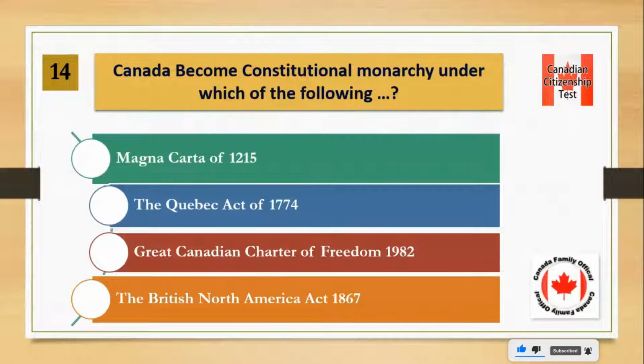Canada became a constitutional monarchy under which of the following? Number 1, Magna Carta of 1215. Number 2, the Quebec Act of 1774. Number 3, Great Canadian Charter of Freedom 1982. Number 4, the British North America Act 1867. And the answer is the British North America Act 1867.